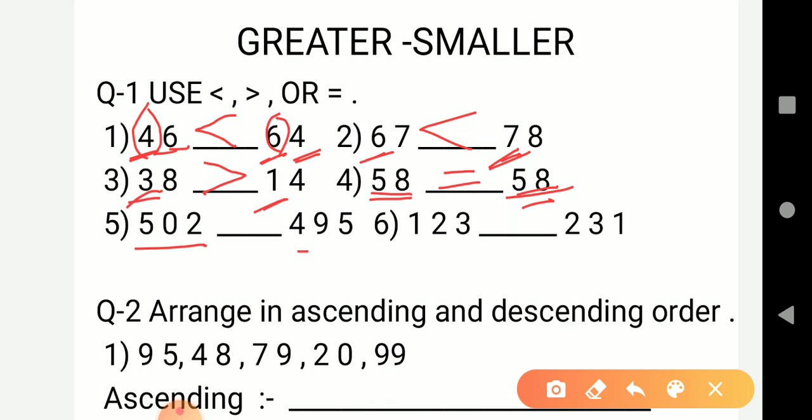502 and 495. So the hundreds place is different, so we compare the hundreds place here. Which one is greater, 5 or 4? Yes, 5 is greater than 4. 123 and 231. Here also the hundreds place is different. 2 is greater than 1. So 231 is greater than 123.